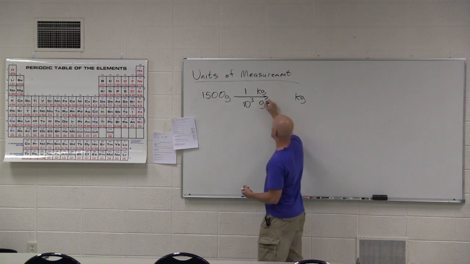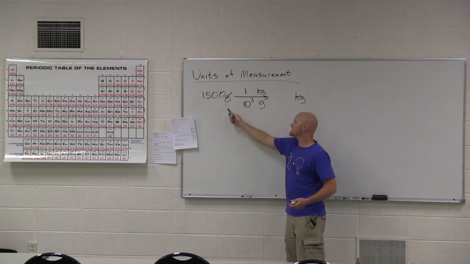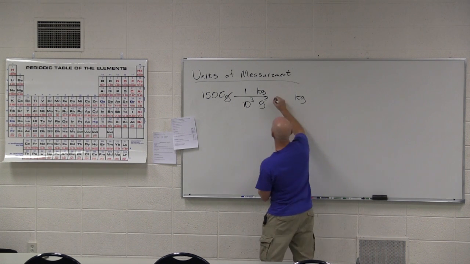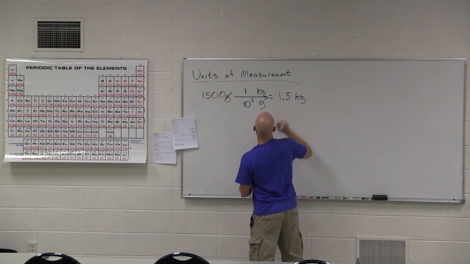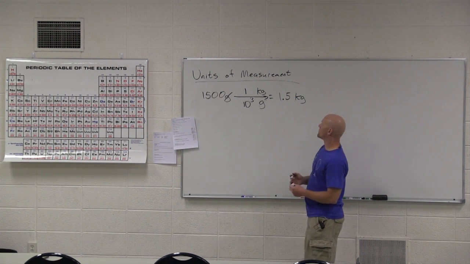And so in this case, our grams cancel. We will get an answer in kilograms. So in this case, 1,500 divided by 10 to the 3rd gets us? 1.5. Good, 1.5 kilograms. Great.